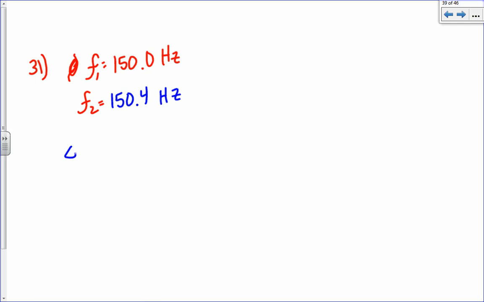All right, so my beat frequency is just the difference in these frequencies, F2 minus F1. Remember in class I showed, or we played a 300 hertz and a 305 hertz, and the frequency of the beats, that wah wah wah wah wah, was 5 hertz. So it's just the difference, 150.4 minus 150. And that's, of course, equal to 0.4 hertz.